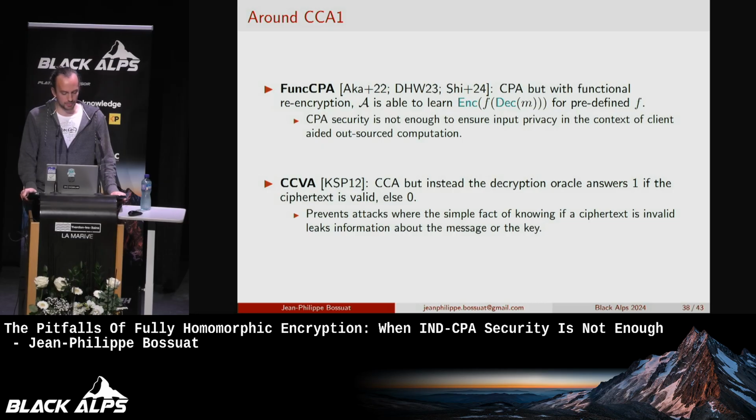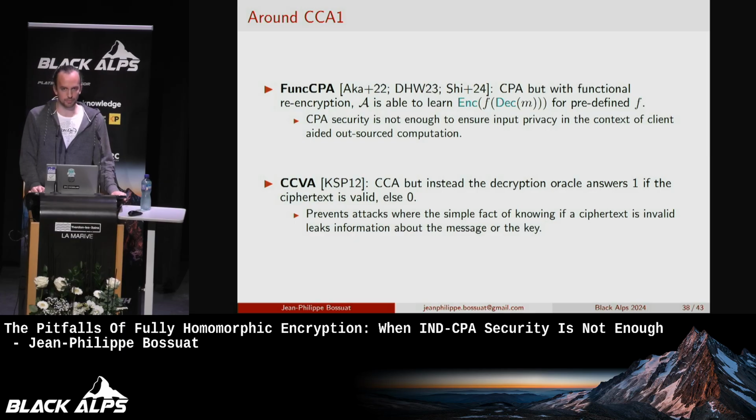And finally, we also have CCVA, which stands for Ciphertext Validity Attacks. Here it's like CCA security, except the oracle doesn't return the message, it just returns a bit which says, was the decryption correct or not? Did you have a decryption error? As we have seen, a simple decryption error can be used to recover the secret key by binary search. So this model was supposed to prevent attacks where simply knowing whether the ciphertext is valid or not would allow you to eventually recover the secret key. So these are all models that do not really prevent an active adversary.